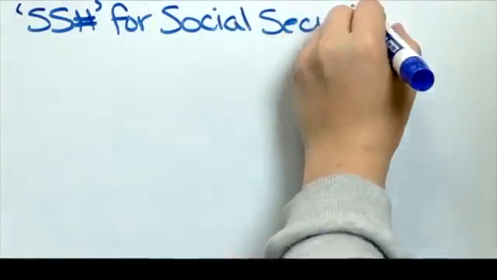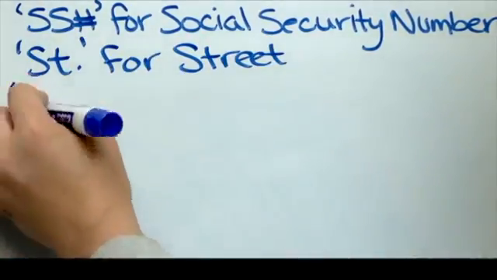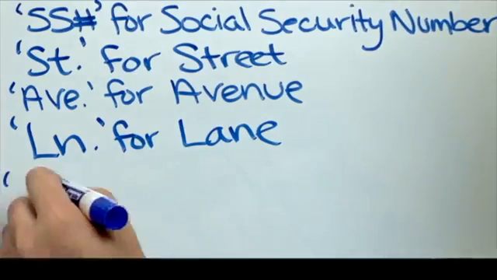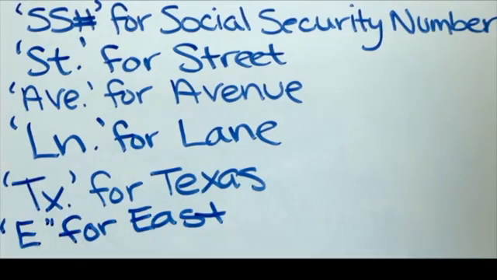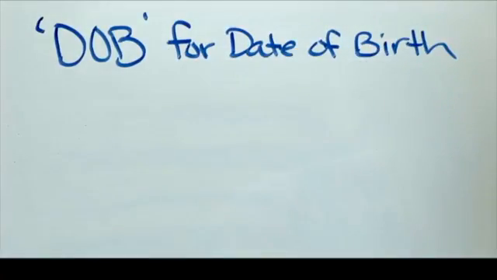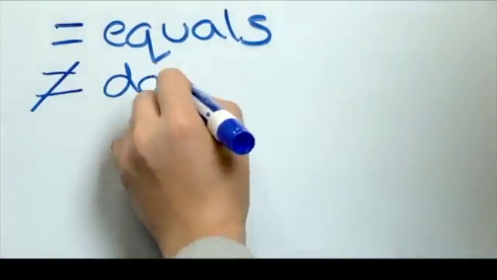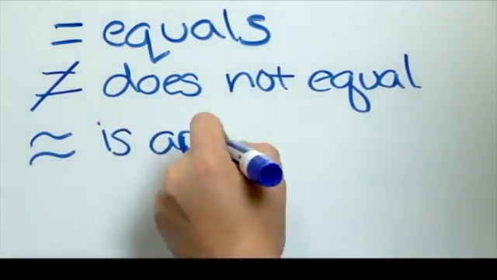SS pound for Social Security number, ST for street, AVE for avenue, or LN for lane, TX for Texas, E for east, and to make sure E will always have the same meaning, DOB for date of birth, and so on. The use of symbols is another way to indicate meaning. Be sure your symbols don't have double meaning and be consistent in their use to prevent confusion later.